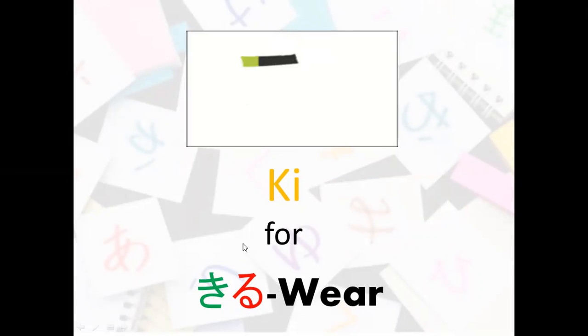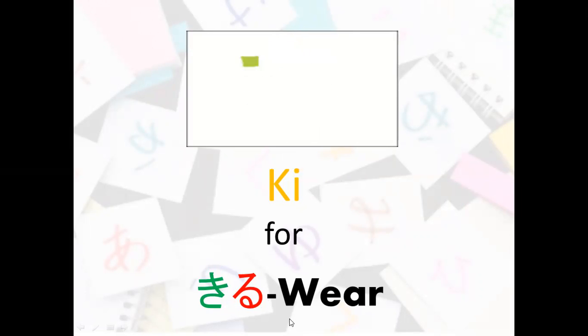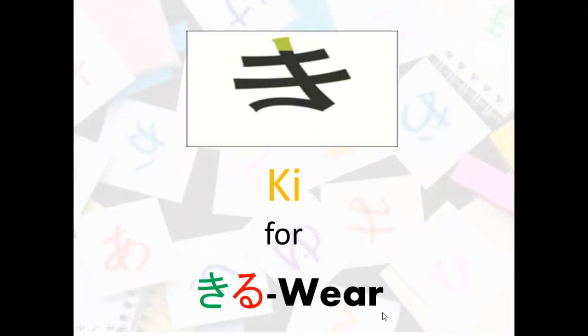Let us see an example of it. The word written here is kiru. We can see this ki highlighted in green color. What does it mean? It means where. Kiru means where. Now let us go to the next alphabet.